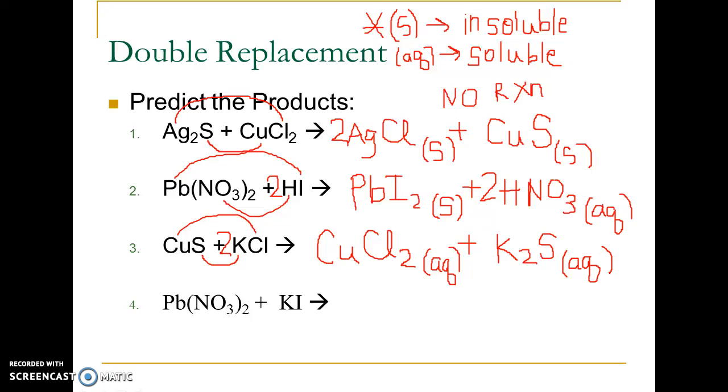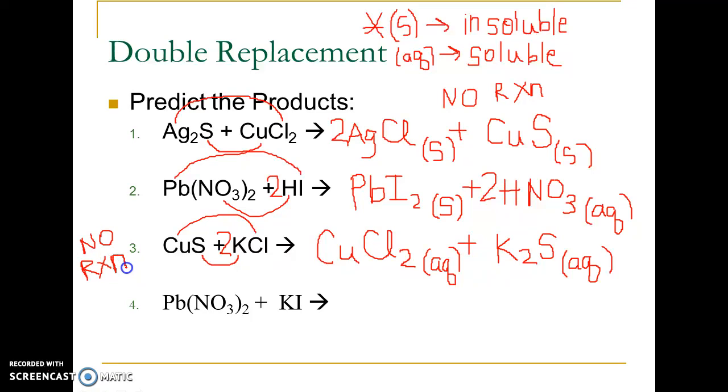This is not going to work out for me because I have 2 things that are aqueous and I need one of these to be a solid. So since there are no solids here, this reaction will not occur, and I'm going to write no RXN for no reaction.